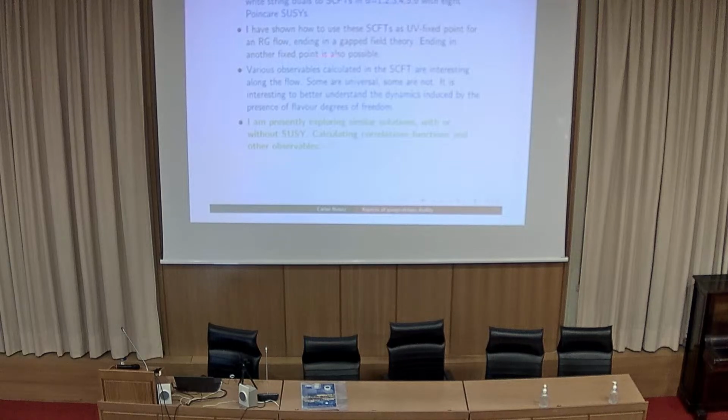field theory. It's possible also to find solutions that end into another fixed point. There are various observables that are interesting to study. Some are universal, some are not. It's interesting to better understand how the dynamics is influenced by these flavor degrees of freedom. And I'm presently exploring these kinds of situations with or without supersymmetry. Thanks very much.